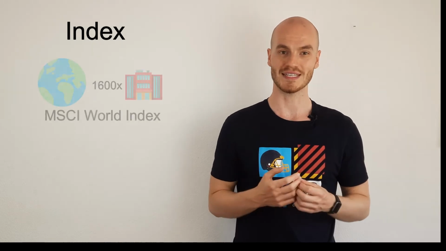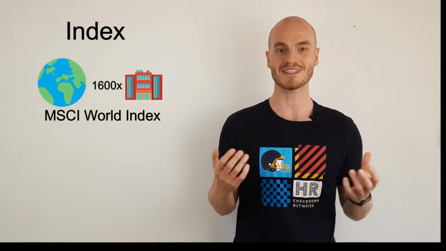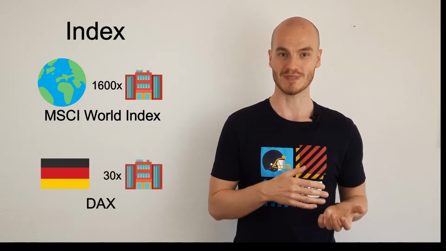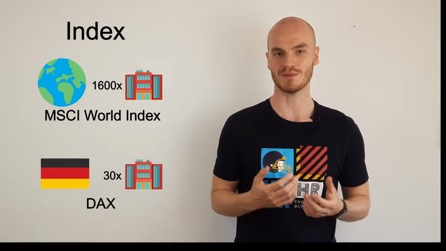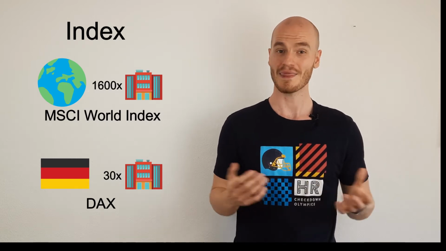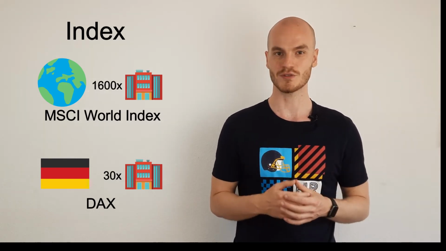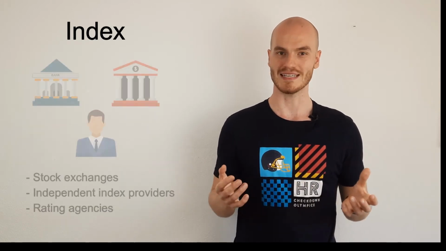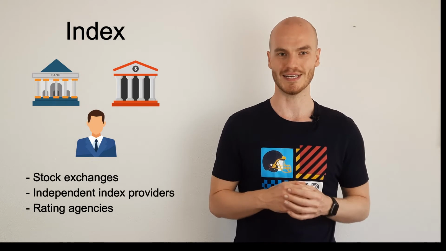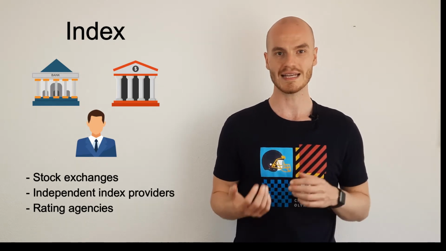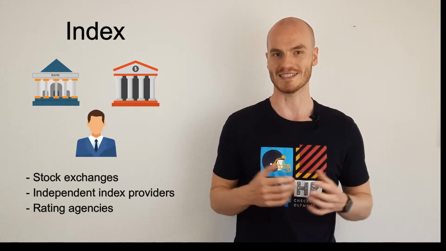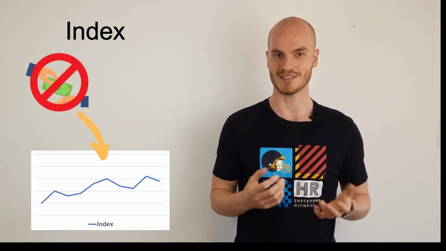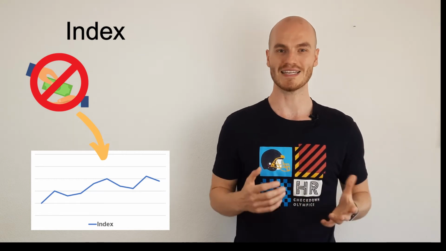The MSCI World Index, for example, groups the 1,600 companies with the highest stock market value worldwide, whereas the German DAX just contains the 30 most valuable companies in Germany. There are millions of indices existing to better monitor the performance of defined markets. In most cases, indices are offered and calculated by large stock exchanges, independent index providers or rating agencies. But you cannot directly invest into an index as an investor. For this purpose, we need an ETF.